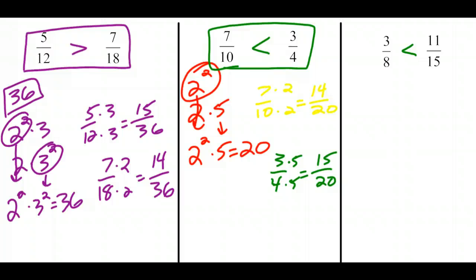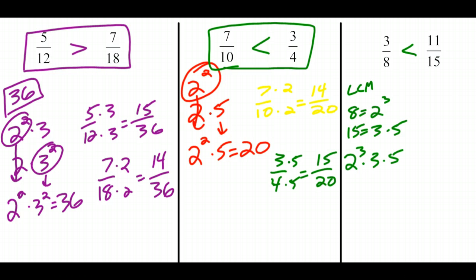But if we're looking at this from the LCM perspective, the LCM of 8 and 15 is going to be 120, because 8 is the same as 2 cubed, 15 is the same as 3 times 5, so we need 3 2s, a 3, and a 5, and we multiply all that together, we end up with 120.